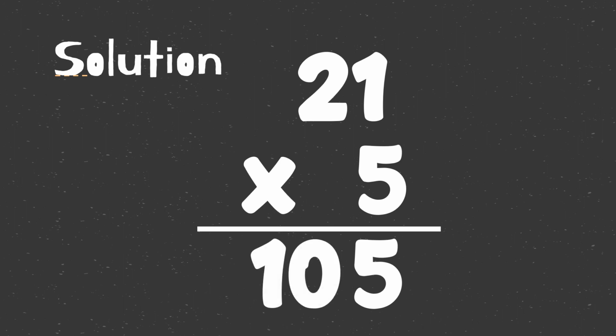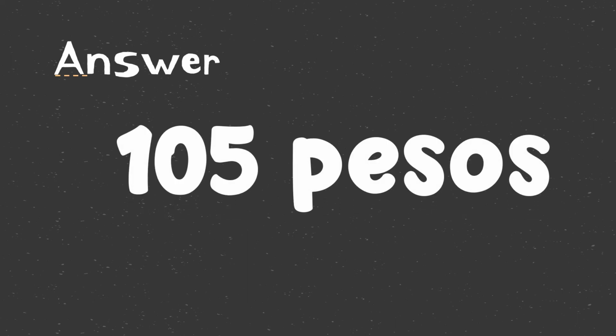Now, we will solve. 21 times 5. 5 times 1 is 5. And 5 times 2? Very good! 10. And A stands for answer. The answer to our problem is 105 pesos.